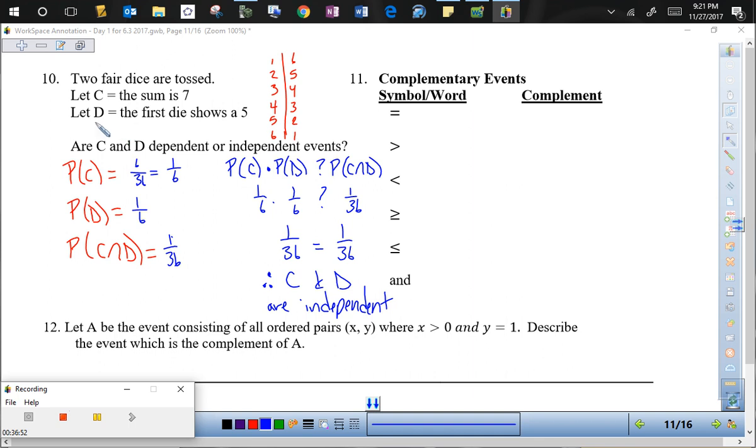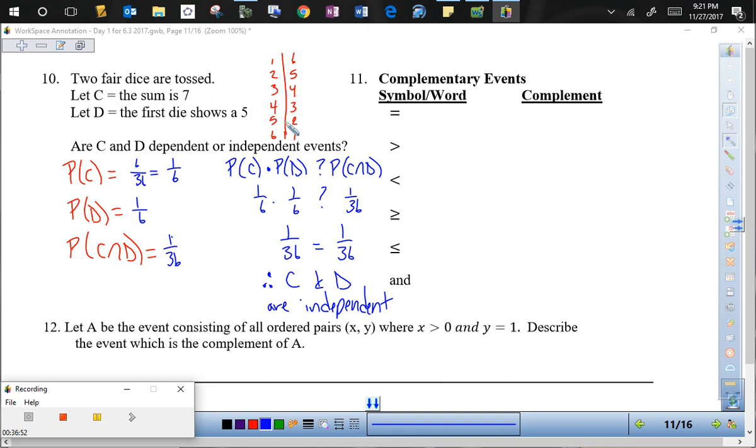For part D here, it says the first die shows a number 5. Anytime it only talks about one of the die and not 2, or one of the spinners and not 2, all you have to do is look at the probability for that one roll or for that one spin, okay, because it doesn't know what's happening on the other one. Okay, this is like a with replacement type problem. So here it's just 1 out of 6, or that's 1 successful.